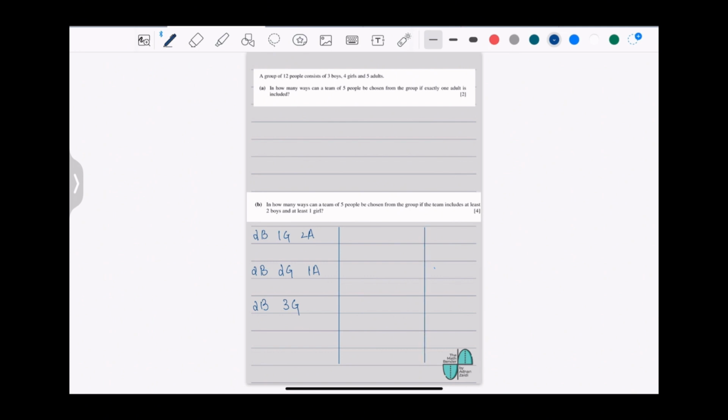We can also look at 3 boys, 1 girl; one adult, three boys; two girls. These are the only possible ways which fulfill the condition that is required in part B.